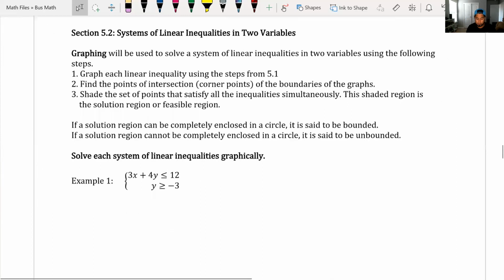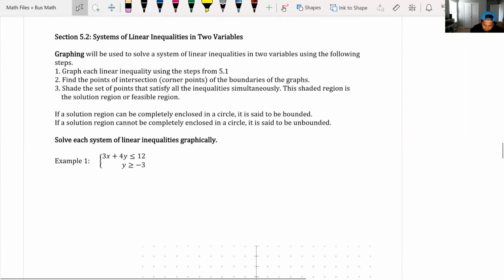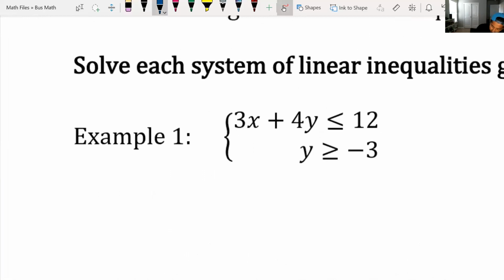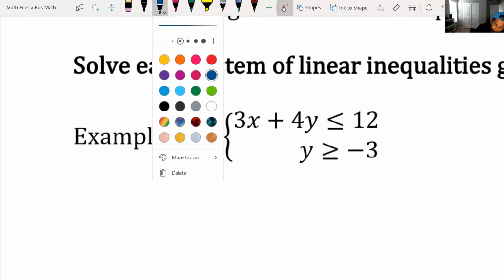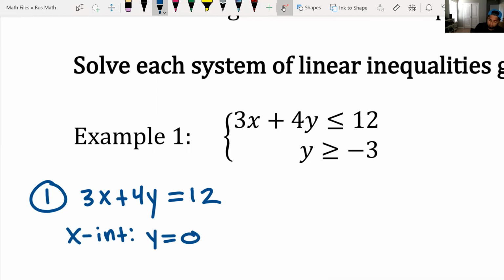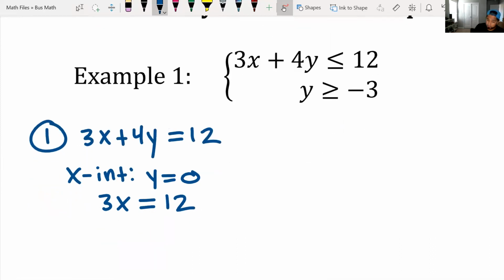All right, let's do it. So now we're given 2 equations. So we'll break down the first equation, 3x plus 4y less than or equal to 12. I'll change it into 3x plus 4y equal to 12. I will solve for the X-intercept, and I will solve for the Y-intercept. X-intercept, let y equal 0. That gives us 3x equal to 12. Divide by 3, we get x equals 4, which gives us the point 4, 0.